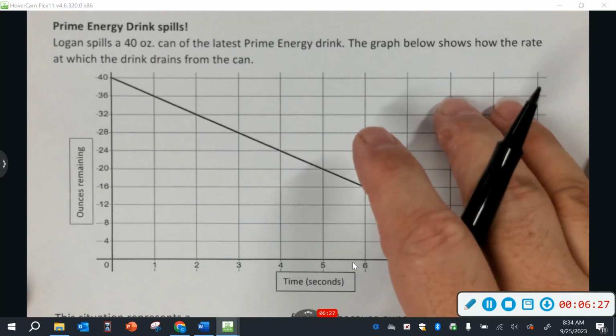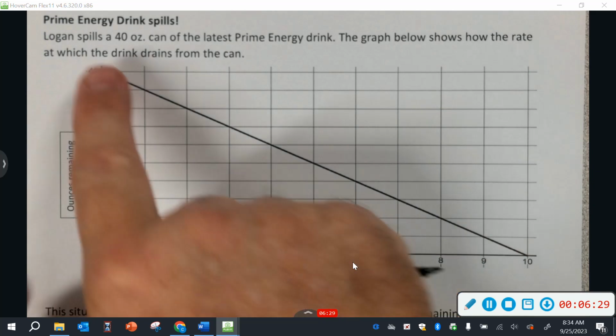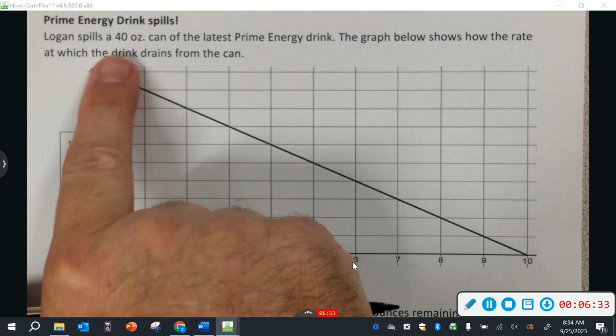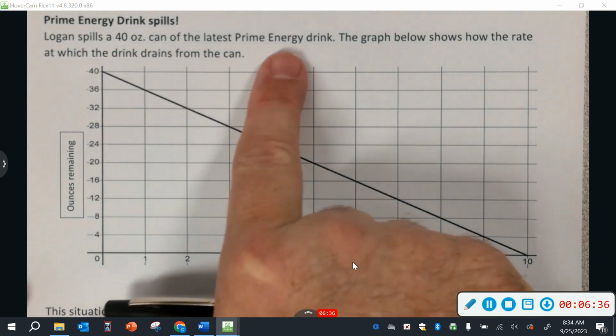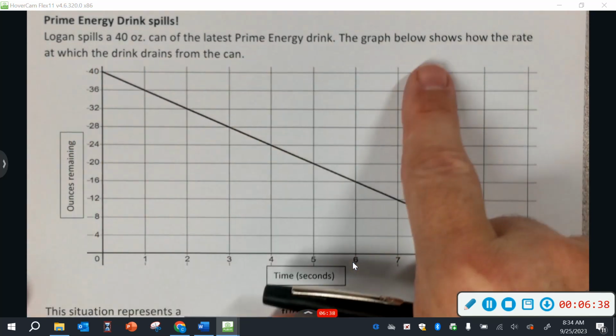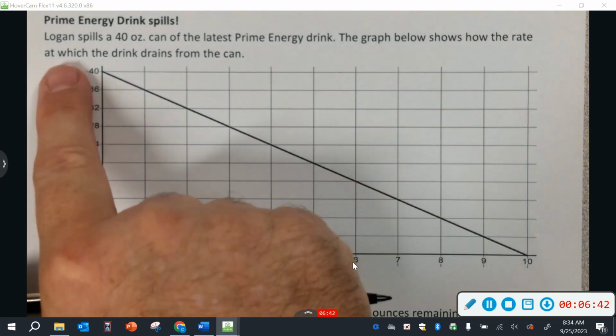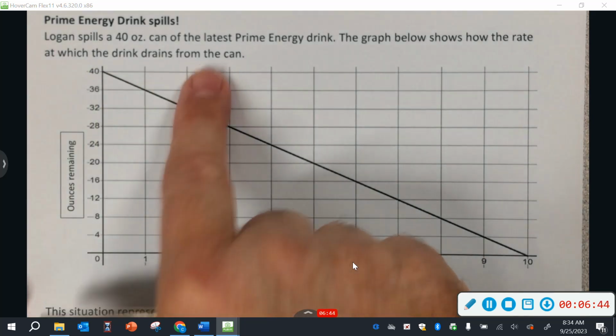Okay, so now let's look at this situation. Remember, you always want to read the situation, okay? All right, so Logan spills a 40-ounce can of the latest Prime energy drink. The graph below shows the rate at which the drink drains from the can.